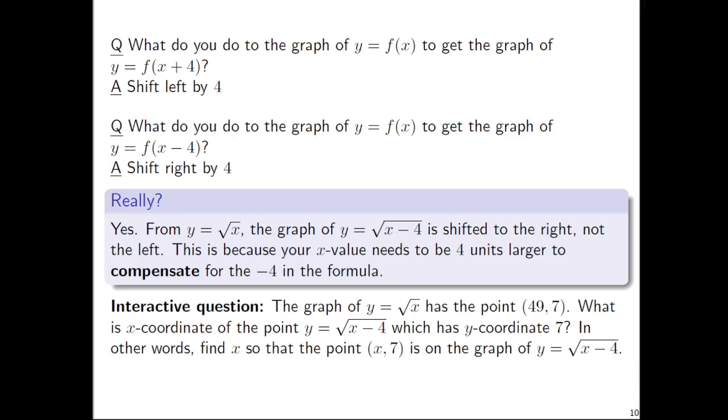Okay, your interactive question. The graph of y equals root x has the point 49, 7. Now, what is the x coordinate of the point on y equals root x minus 4, which has y coordinate 7? In other words, find x so that the point x comma 7 is on the graph of y equals root x minus 4.